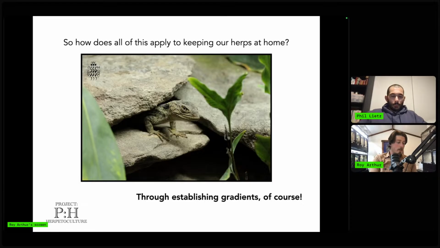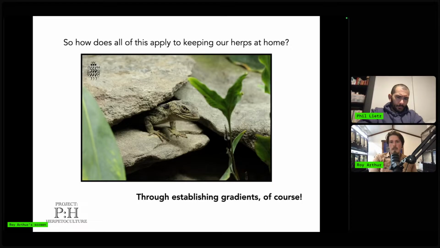Yeah, it's so well said. And this is again another reason why I consider gradients so foundational in terms of how we take care of our animals, is that if you establish a wide gradient from the outset with your animal, and then you observe your animal closely, your animal will essentially tell you what it needs, and how you might be able to refine the design of your habitat to better suit your animal.